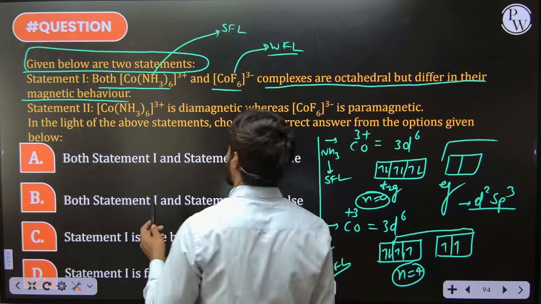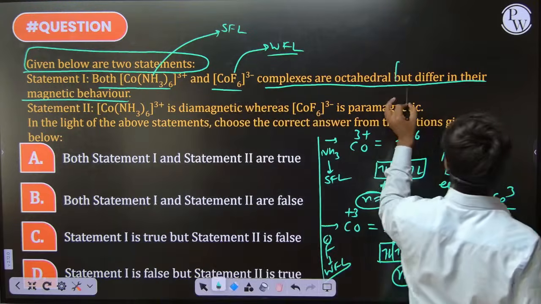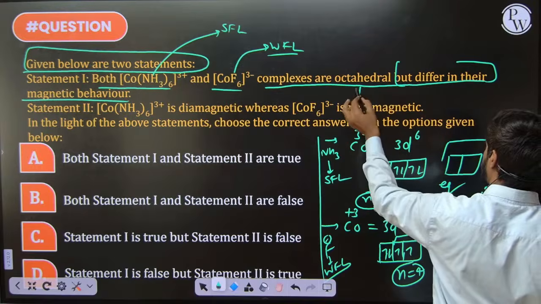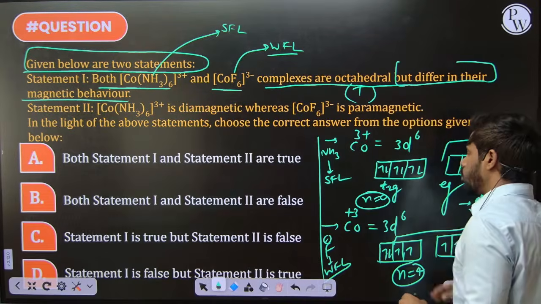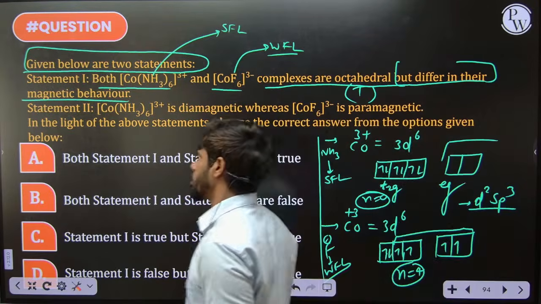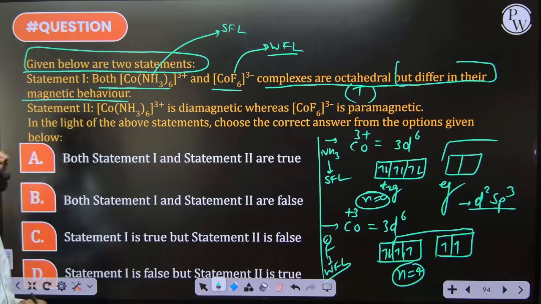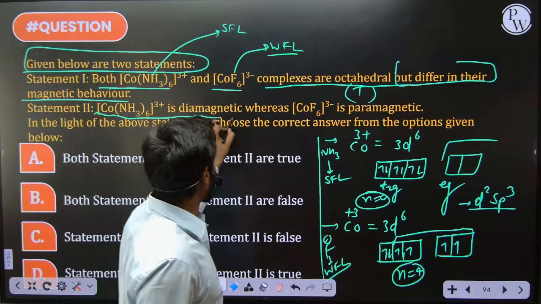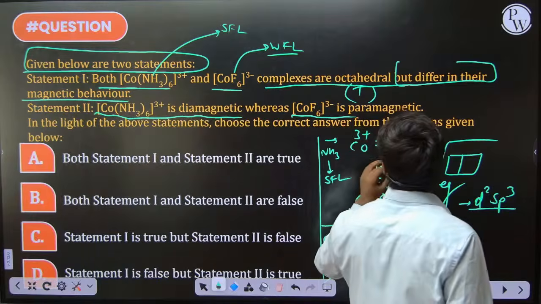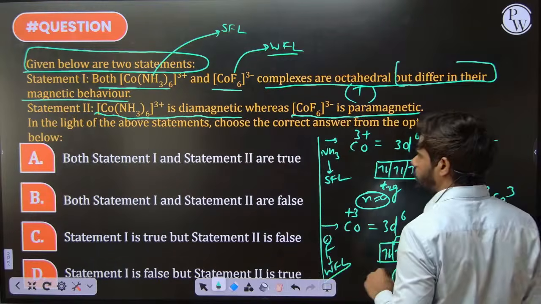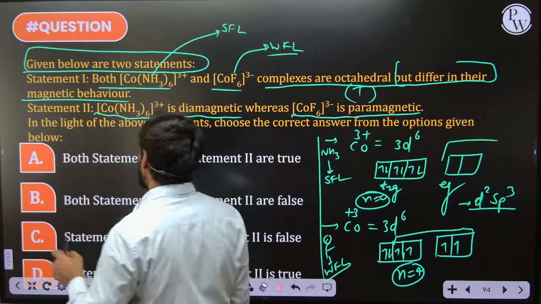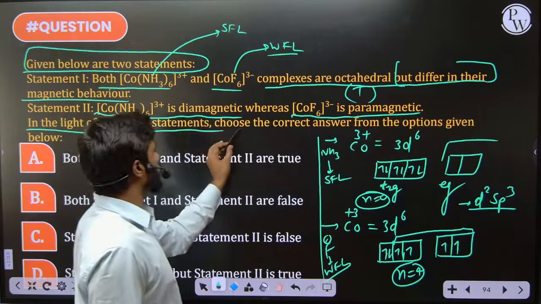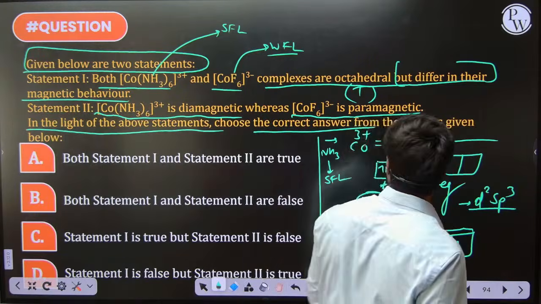Since it is talking about the magnetic behavior, that is a true statement. As both have octahedral complexes, but the magnetic behavior is different. The second statement is given: this is diamagnetic, whereas the cobalt fluoride is paramagnetic in nature. In light of the above statements, we find the correct answer from the options given.